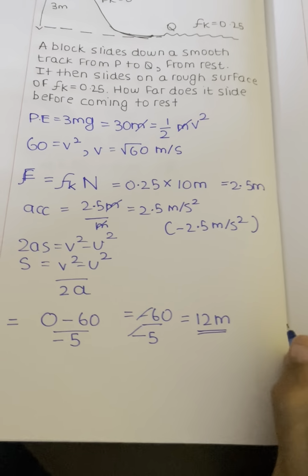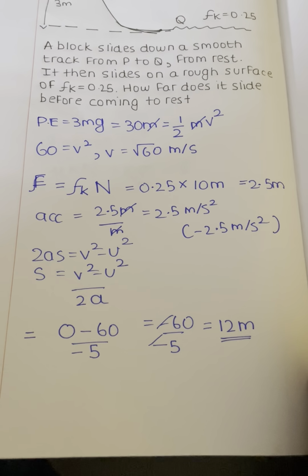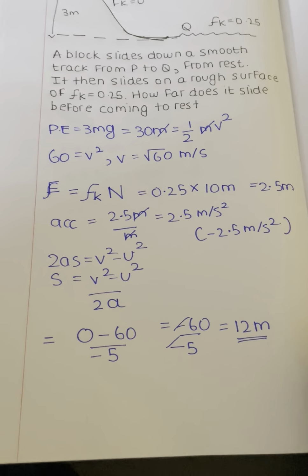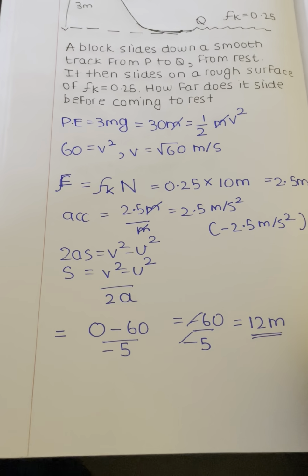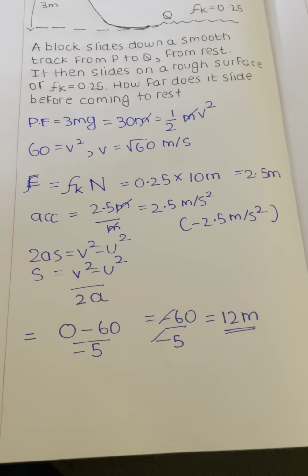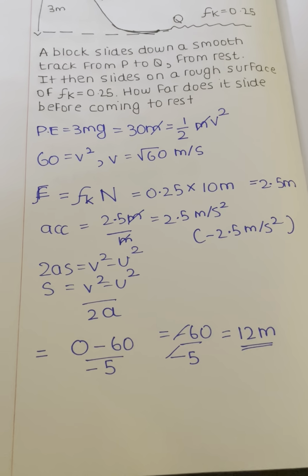So using the property of conservation of energy as well as using the kinematics, the third equation of kinematics, and the formula behind coefficient of friction and frictional force, using 3 steps we have solved this question, and 12 meters is going to be the distance the block travels before it attains rest once again.